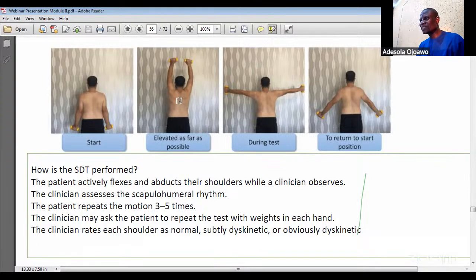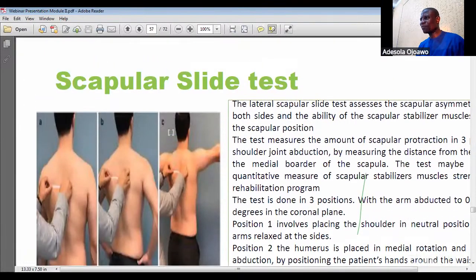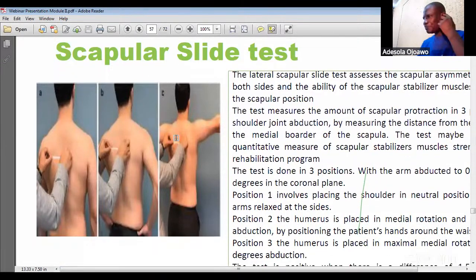If we discover that one scapula is not moving as it's supposed to move, that may be mild. If we discover that the scapula is not moving at all or is bulging out, that's obvious. That's obvious dyskinetic movement. So we call it dyskinesia movement. Then we call this one the scapular sliding test. Very interesting. Scapular sliding test. I think you are following me.